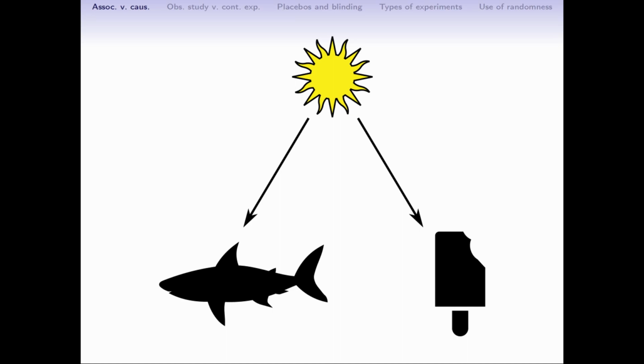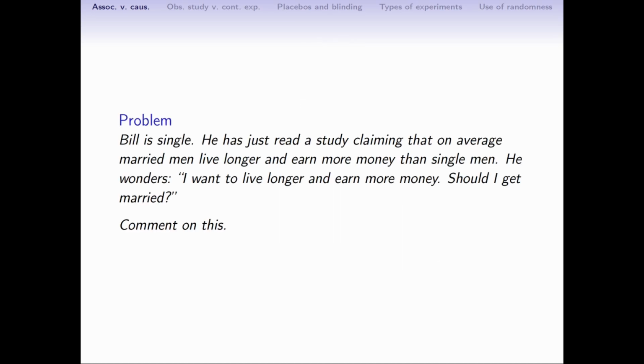All right, let's take a look at another example of this before we leave this topic. Bill is single. He has just read a study claiming that on average, married men live longer and earn more money than single men. He wonders, I want to live longer and earn more money. Should I get married? Comment on this. Now, I'll let you pause the video and think about this scenario and ask yourself, does Bill have this right? Is he thinking correctly about this situation?